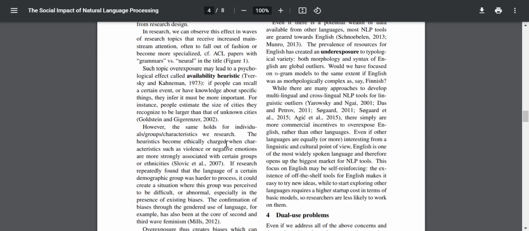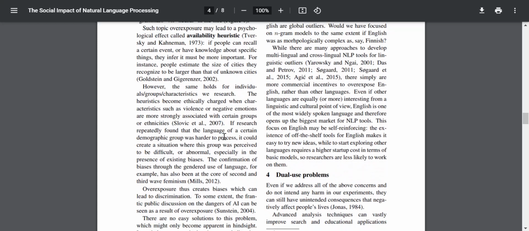Such topic overexposure may lead to a psychological effect called the availability heuristic. If people can recall a certain event or have knowledge about specific things, they infer it must be important. For instance, people estimate the size of cities they recognize to be larger than that of unknown cities. Okay, got it. This seems interesting.